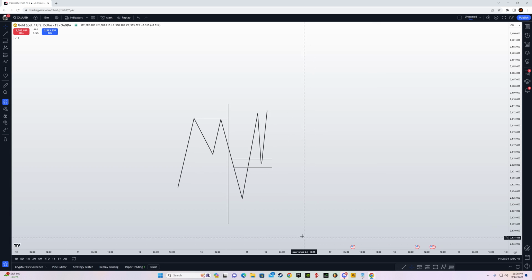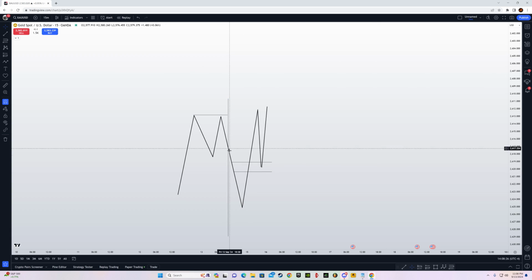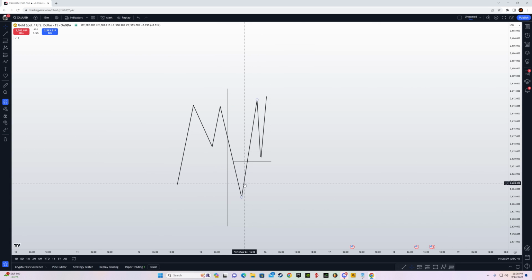All you need to do is just look for the very first fair value gap that forms during the London session, and then you're waiting for it to get inversed, and then you're looking to take your entry from the retest, or you know, just entering straight away.